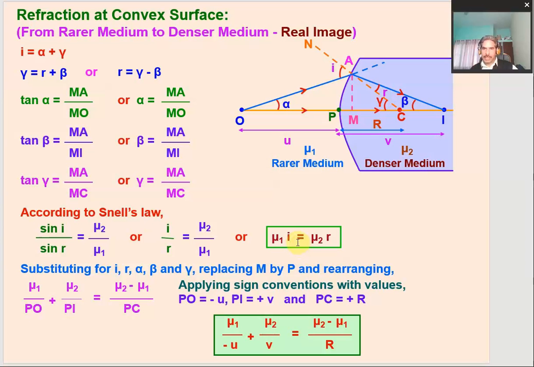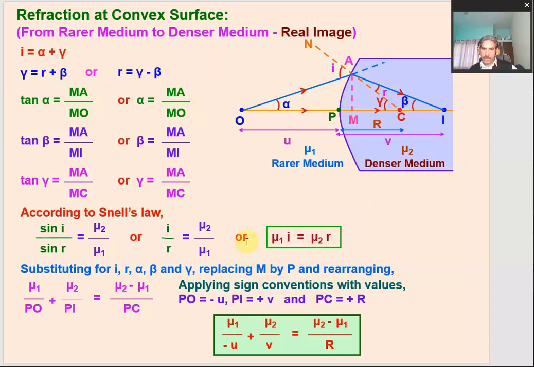Now we have to substitute the value of i and r from here. But before substituting here, we substitute the value of alpha, beta and gamma from these three ratios into these two equations: i is equal to alpha plus gamma and r is equal to gamma minus beta. We are substituting the values of alpha, beta and gamma, and then whatever equations we get for i and r, we substitute them here as i and here as r, right? So that will make our task easy.